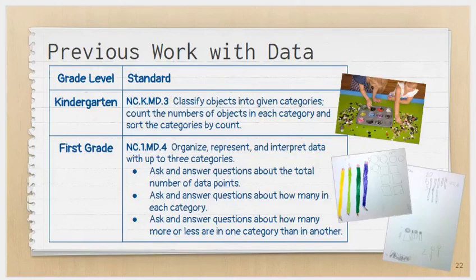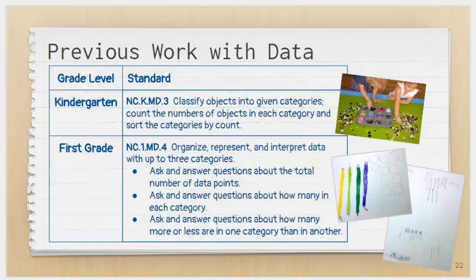Let's take a look at students' previous work with data. The K-3 data standards changed very little with the revisions to the standard course of study. Therefore, your students will come to 4th grade with quite a bit of prior knowledge about collecting and representing data. In kindergarten, students sorted objects such as buttons, candy, stuffed animals, toys, into groups based on attributes such as size, color, or type of animal. They counted the number of objects in each group and then sorted the categories by count, noticing which groups had more, which groups had less, and even which groups had the same amounts.